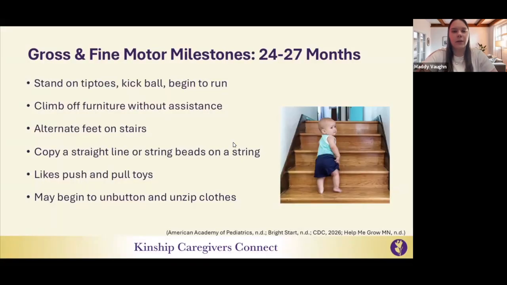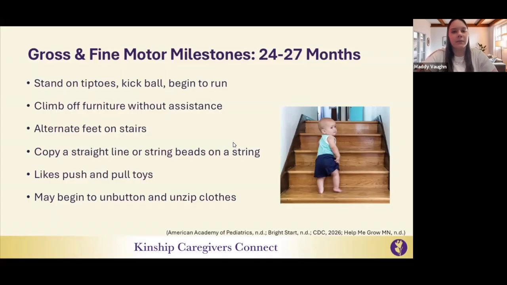We are now getting into the 2 year mark, so we're going to talk about gross and fine motor skills between 24 and 27 months. And at this stage, toddlers are becoming more physically active, including things like running, climbing, and kicking a ball. They also start to develop those fine motor skills like drawing lines or stringing beads. You may see them climbing on and off furniture and using push or pull toys, which is actually great heavy work, which we have also talked about throughout this presentation series.